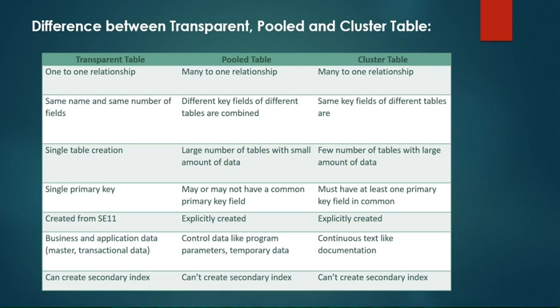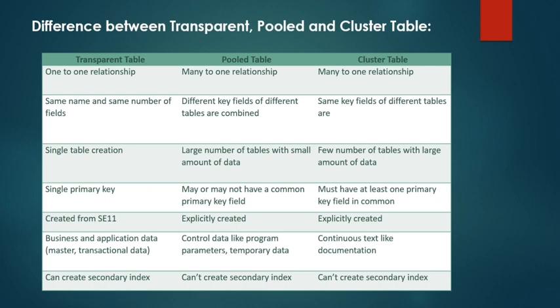In case of transparent table, a single table can be created physically. In case of pool table, a collection of a large number of tables with a small amount of data is maintained. In case of cluster table, a collection of a very few number of tables with a large amount of data is maintained. In case of transparent table, a single primary key is mandatory. But in case of pool table, it may or may not have a common primary key field. In case of cluster table, it must have at least one primary key field in common.